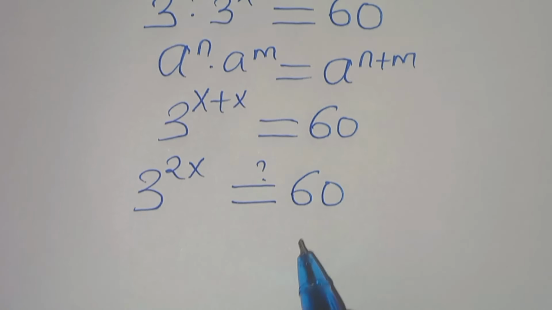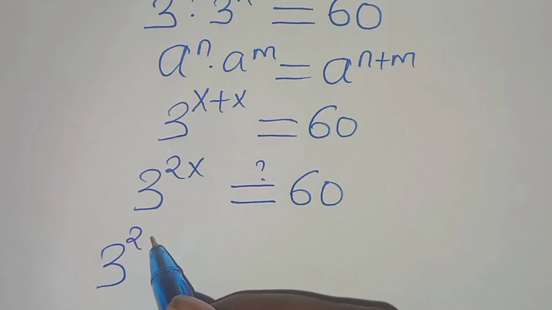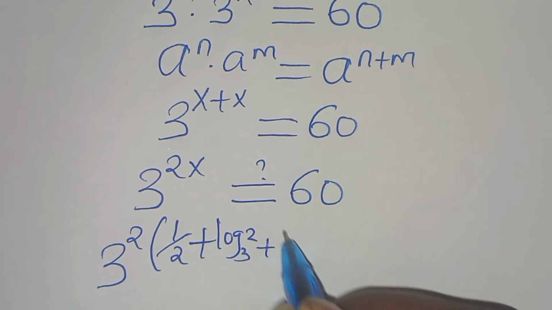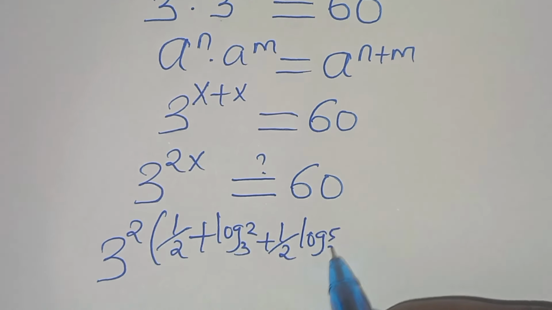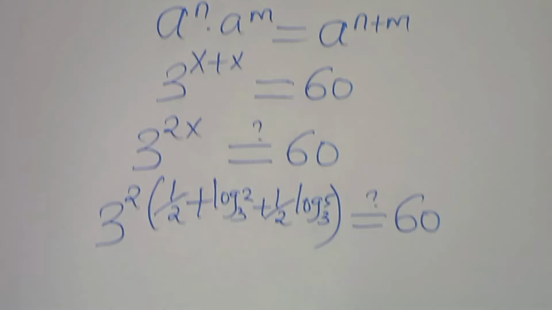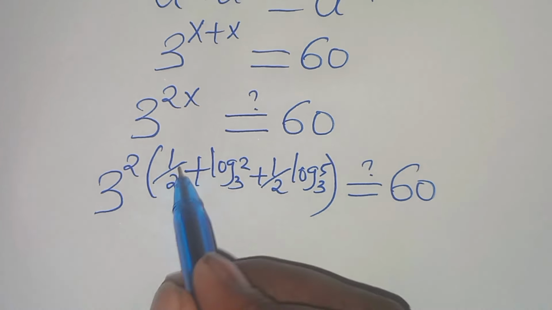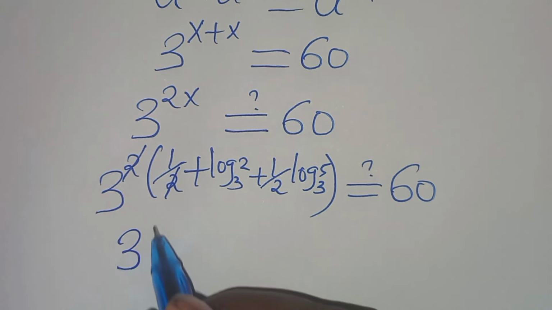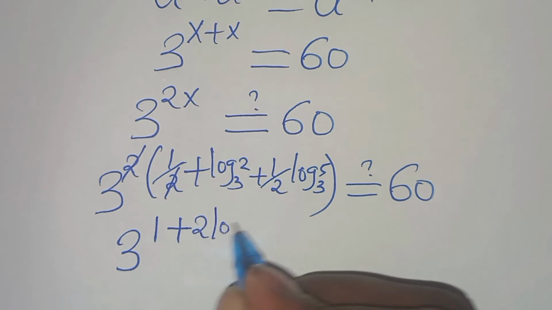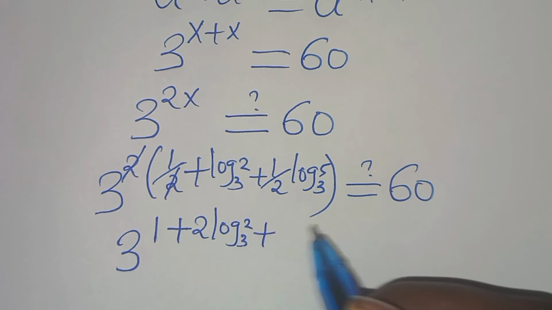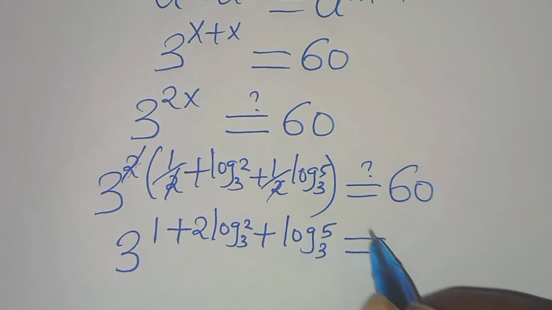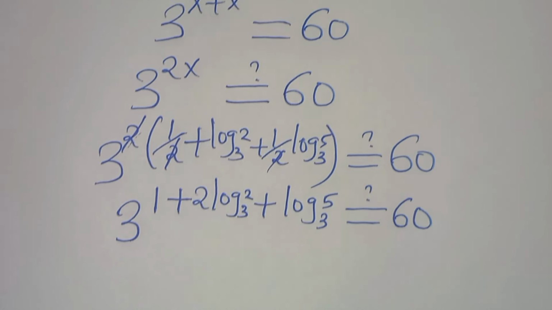Let's substitute the value of x so that we have 3 to the power of 2 times x, which is a half plus log 2 to base 3, then plus a half log 5 to base 3. This is supposed to give us a value of 60. Let's open the parentheses here. 2 and 2 here simplifies. So this is 3 to the power of 1 plus 2 times log 2 to base 3. So this is 2 log 2 to base 3. Then plus 2 and 2 here simplifies. So we have log 5 to base 3. This is supposed to give us a value of 60.